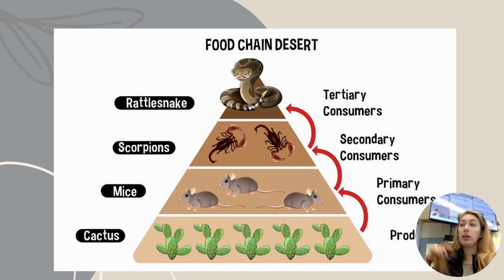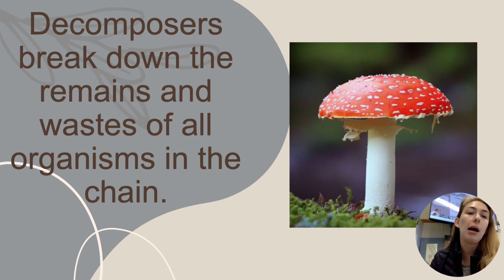Here is another little picture. It's going to be one of those energy pyramids. Producer, first order consumer, second order consumer, third order consumer. It's also known as our producer, primary consumer, secondary consumer, and tertiary consumer. We can go up to quaternary consumer and beyond, but this is really going to show that flow of where the energy is going. Now, decomposers break down the remains of waste of all organisms in that chain.